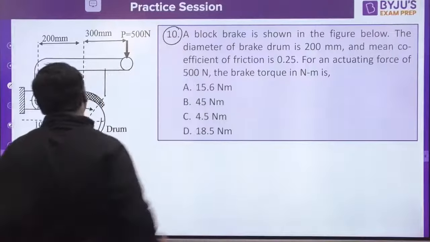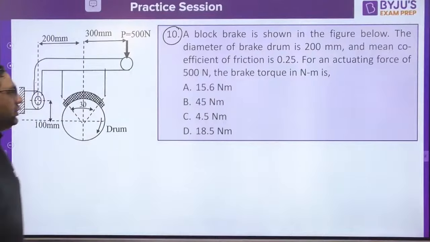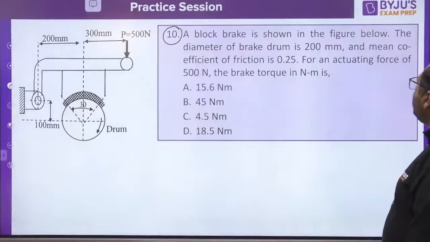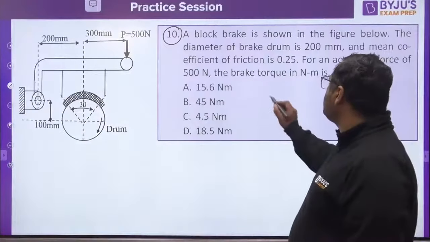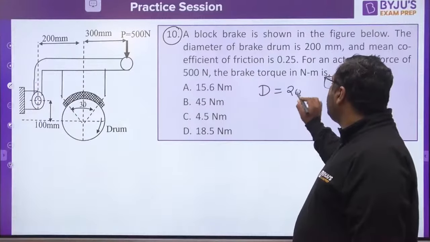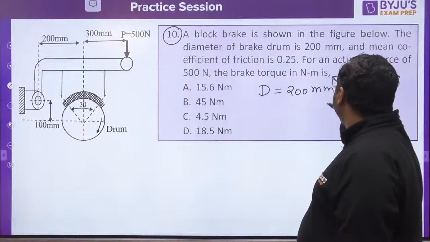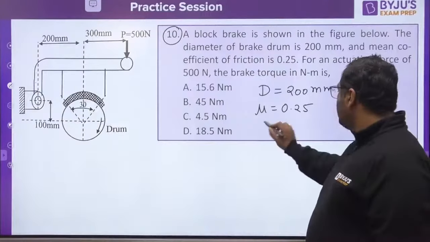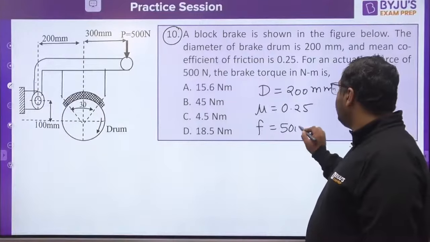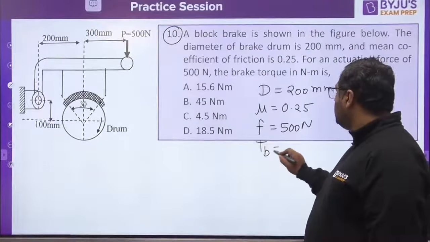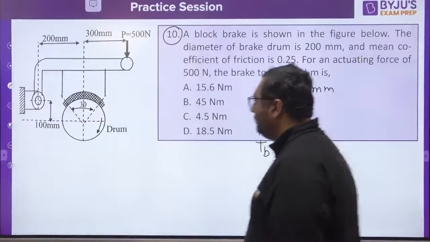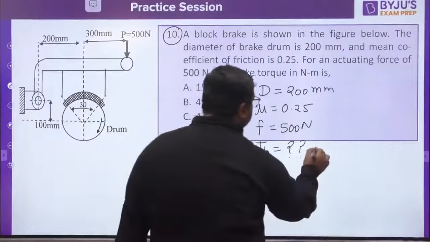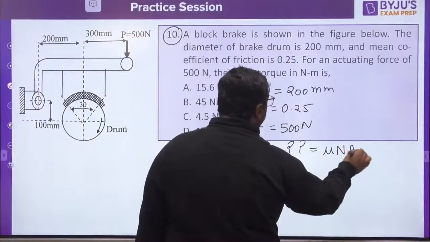Question number 10. This is also from the block brake. So in this, block brake is shown in the figure below. The diameter of brake drum is 200 mm. Diameter of this is 200 mm. Mean coefficient of friction is 0.25. Force is 500 Newton. You need to find out the braking torque. So you know very well that braking torque is mu N r.